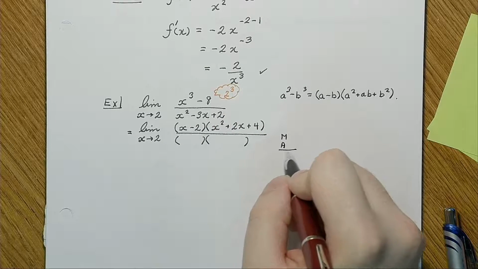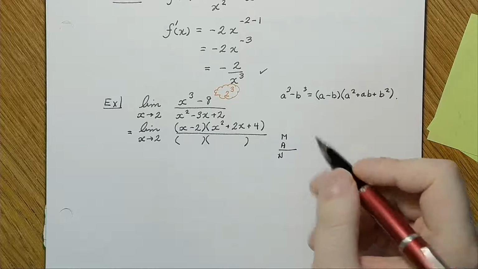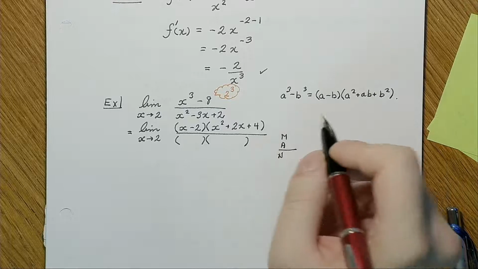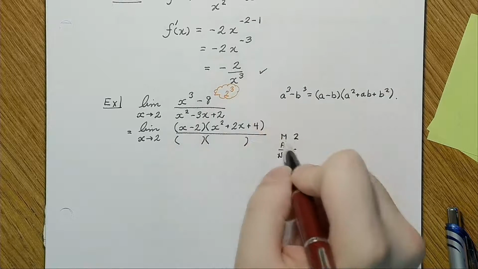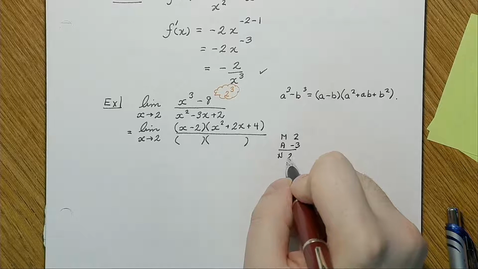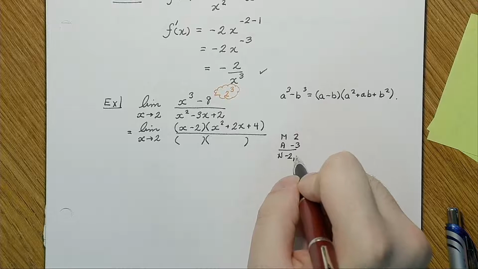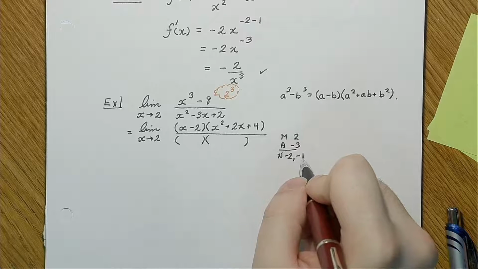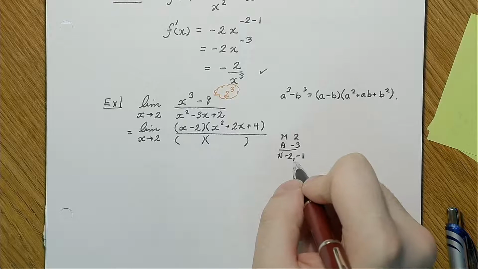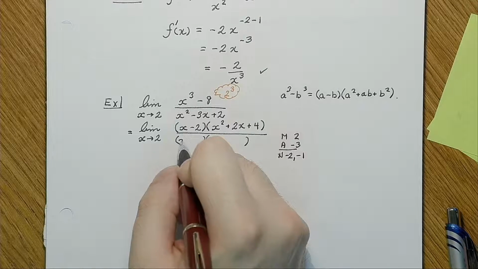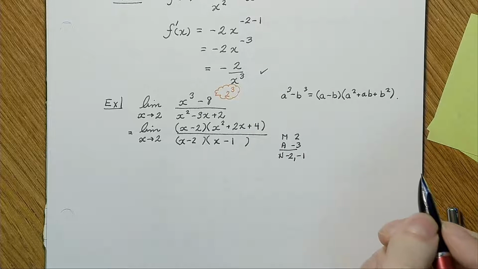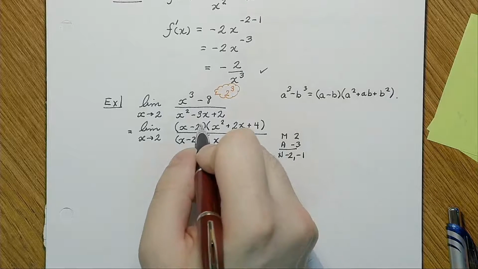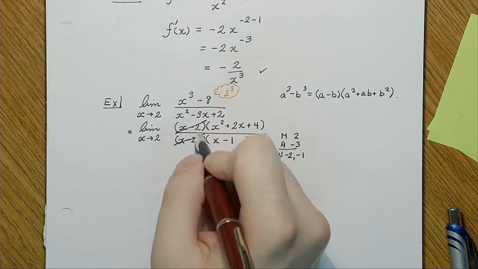It's just to remember: multiply, add. I have to make sure that the numbers multiply to give me 2 and add to give me minus 3, and the two numbers I can think of are minus 2 and minus 1. Minus 2 minus 1 gives me minus 3, and multiplying negative 2 and negative 1 gives me 2. And that's nice because I can cancel out the x minus 2 and the x minus 2.